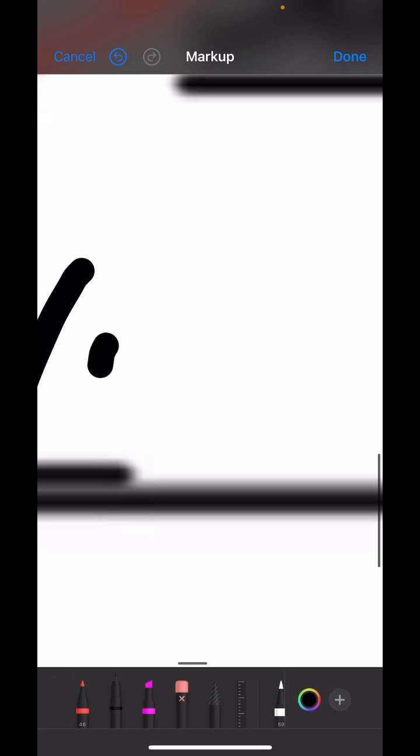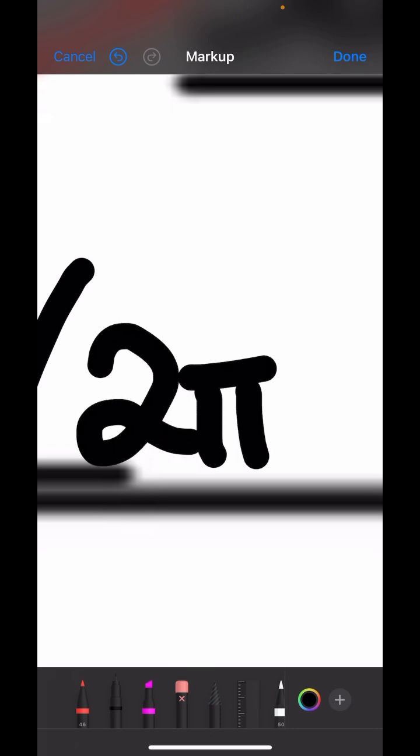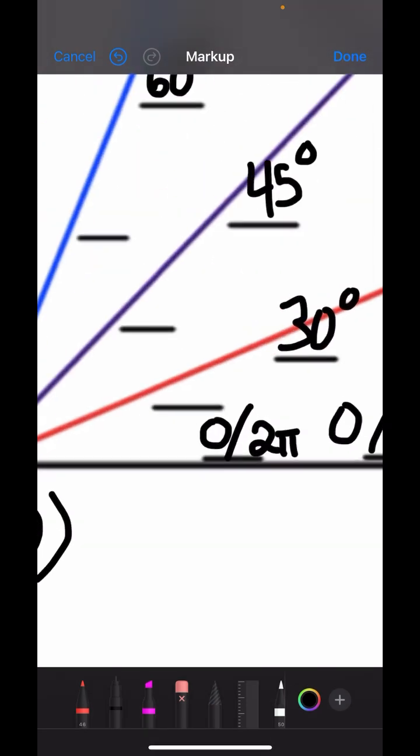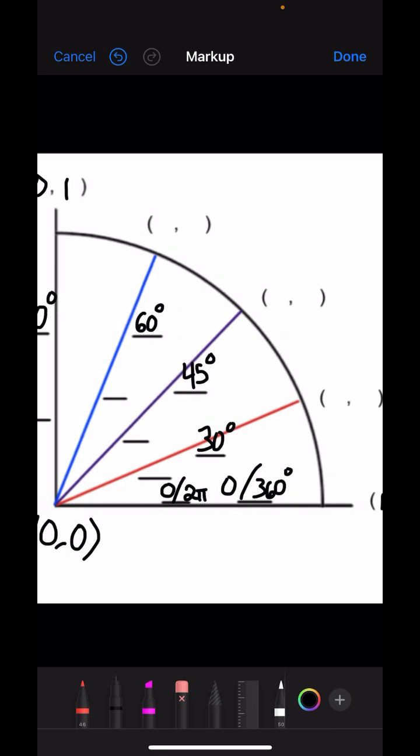It's 2 pi because 360 degrees equals 2 pi, and on a side note, you can convert degrees into radians and vice versa, using either pi over 180 or 180 over pi. Make sure your calculator's in degree mode.